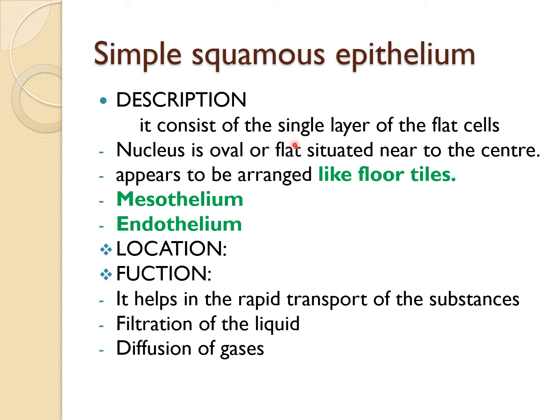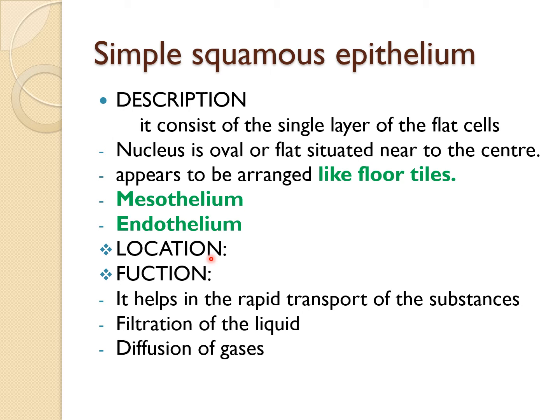It consists of a single layer of flat cells. The nucleus is oval, flat, situated near the center. The cells appear to be arranged like a floor or tiles. Mesothelium is the lining epithelium of the serous cavity, and endothelium is the lining inside the blood vessels. Location: mainly you can see it in the peritoneal cavity. Examples are the alveoli of the lung, the free surface of the serous pericardium, the pleura and the peritoneum.